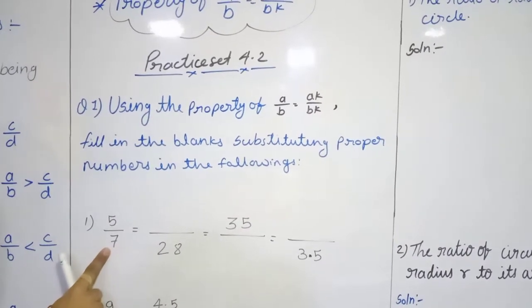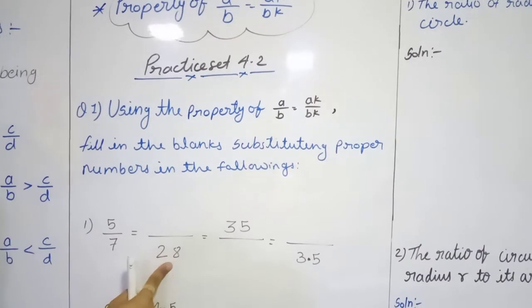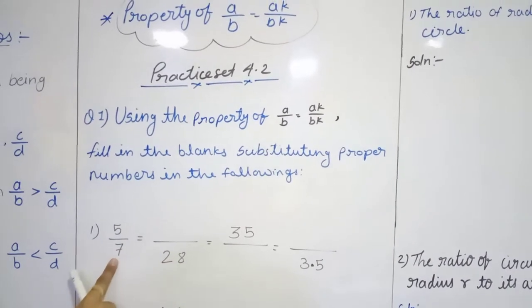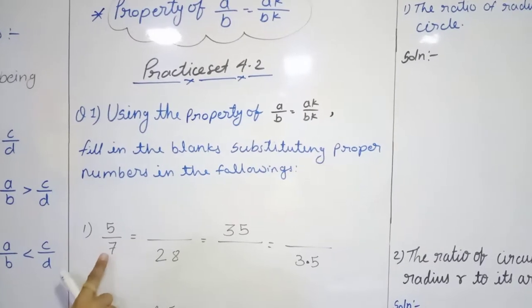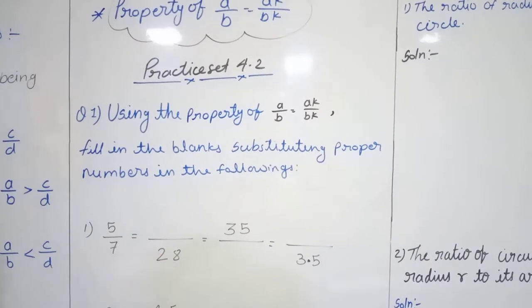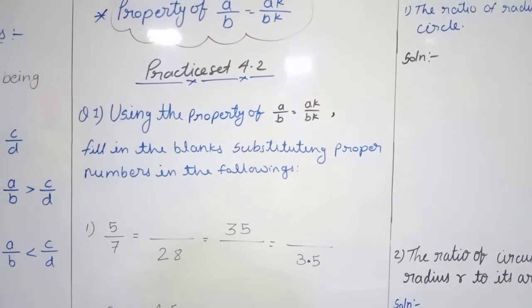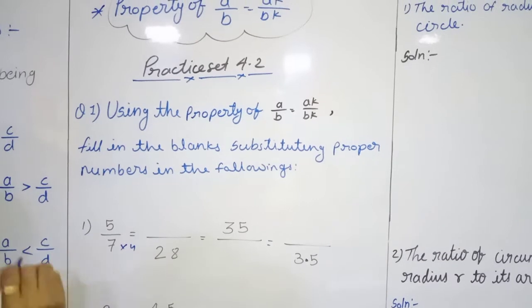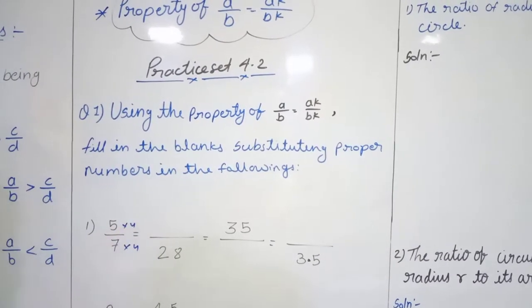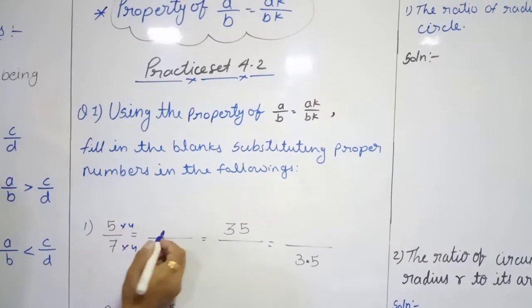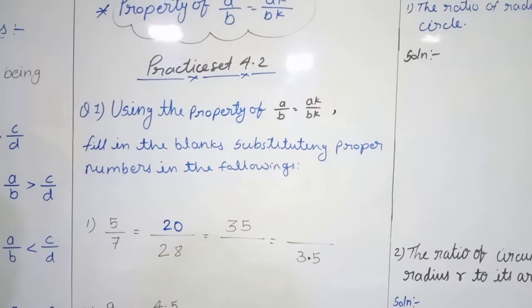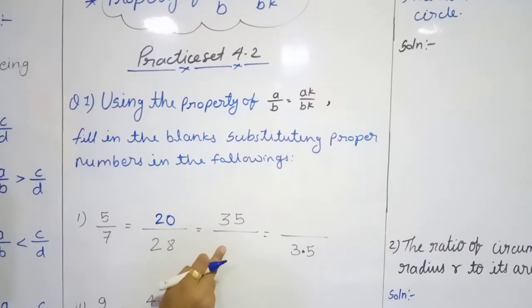Like here we have the 7. 7 becomes 28, which means it is multiplied by 4. 7 4s are 28. If we are multiplying the denominator by 4, at the same time we have to multiply the numerator also by 4. 7 4s are 28, 5 4s are 20. So what should come over here? 20. That is the answer for the first one.